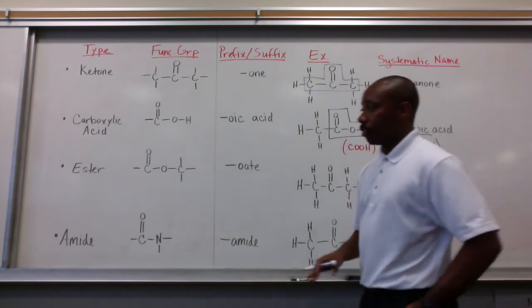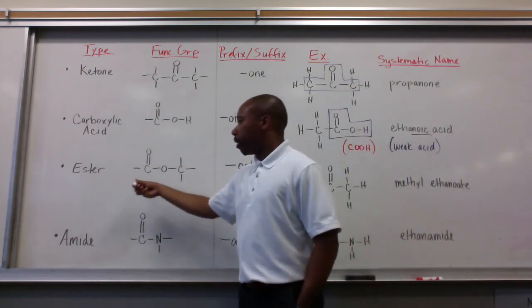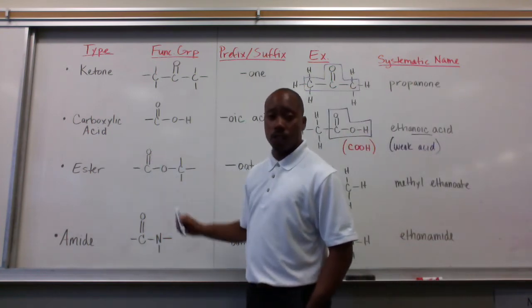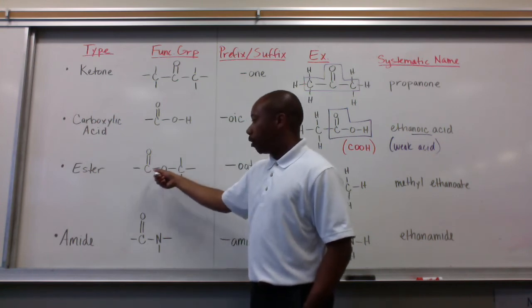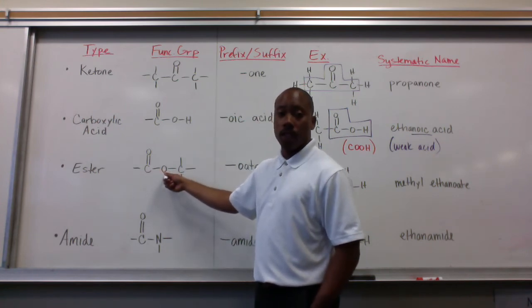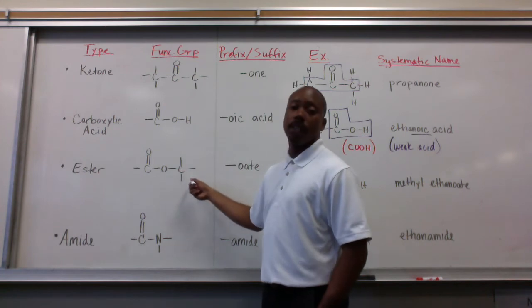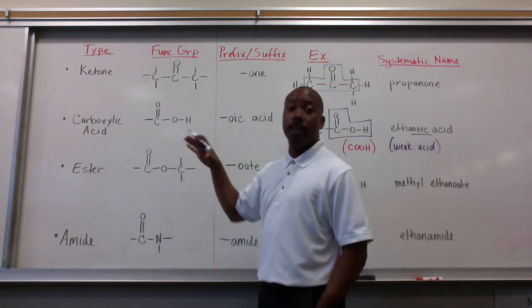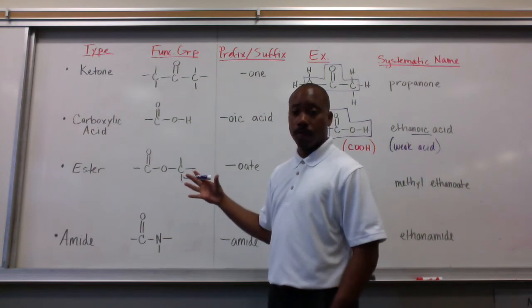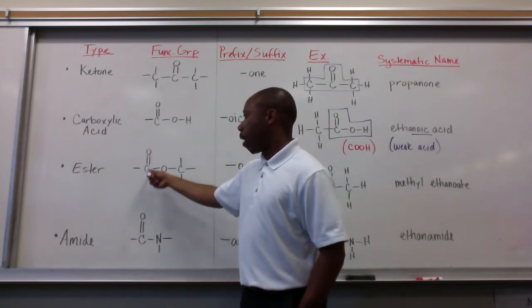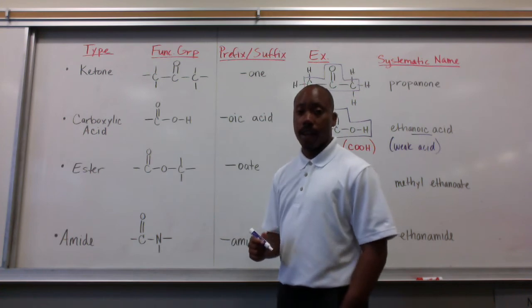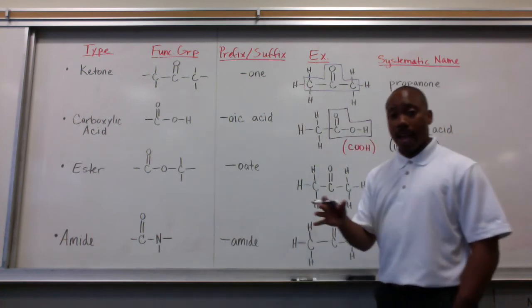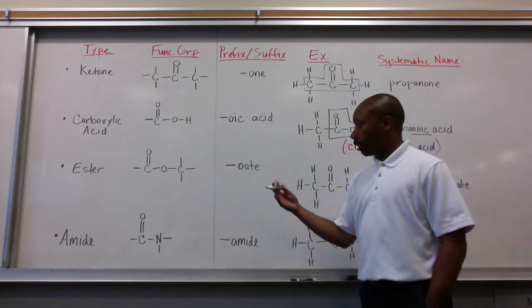Next we have esters. An ester has a functional group that has a carbon double bonded to an oxygen. That carbon is also bonded to an oxygen, and that oxygen is bonded to another carbon. So this is kind of a combination of a carboxylic acid and an ether from before. Carbon, oxygen, carbon, and that carbon is double bonded to an oxygen there. Our suffix for esters is -oate.